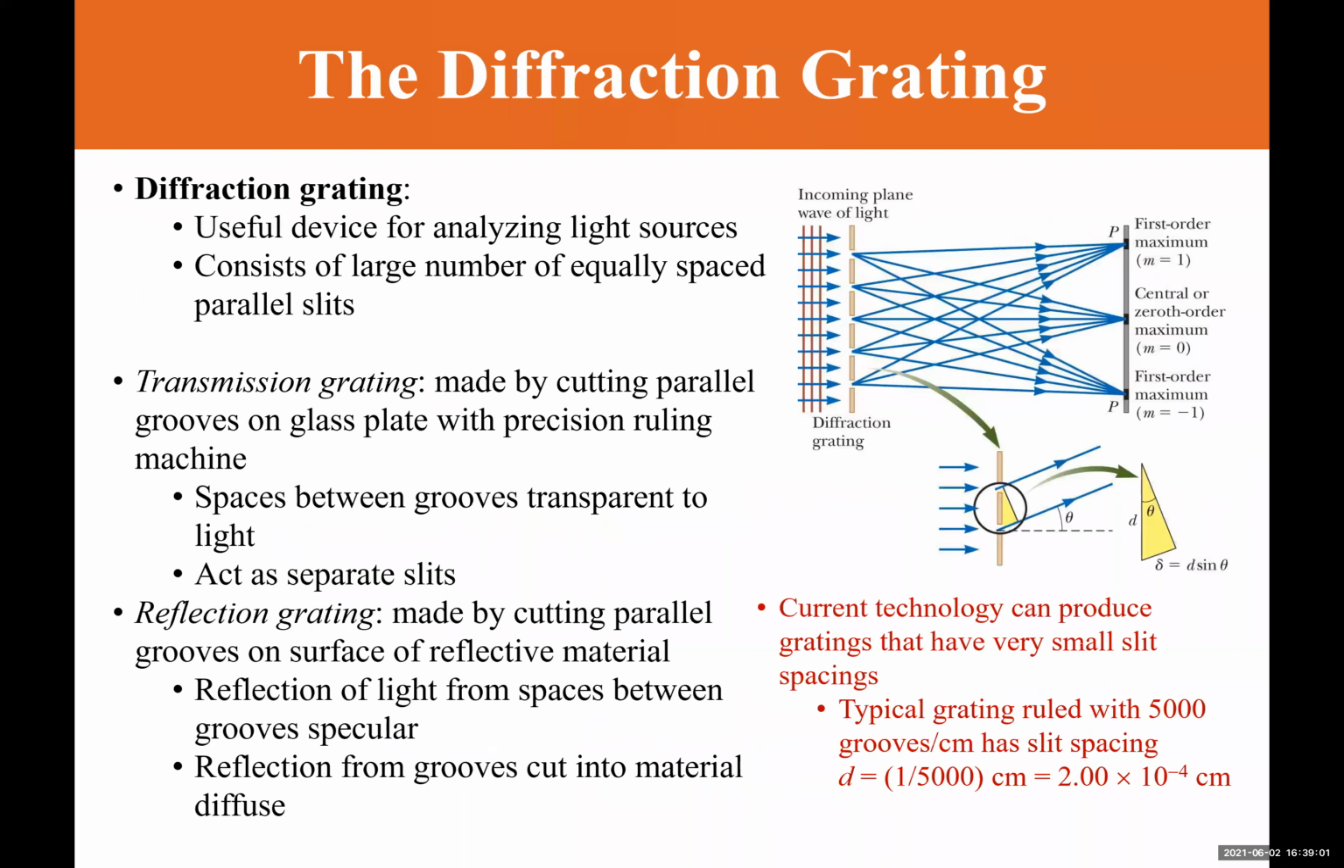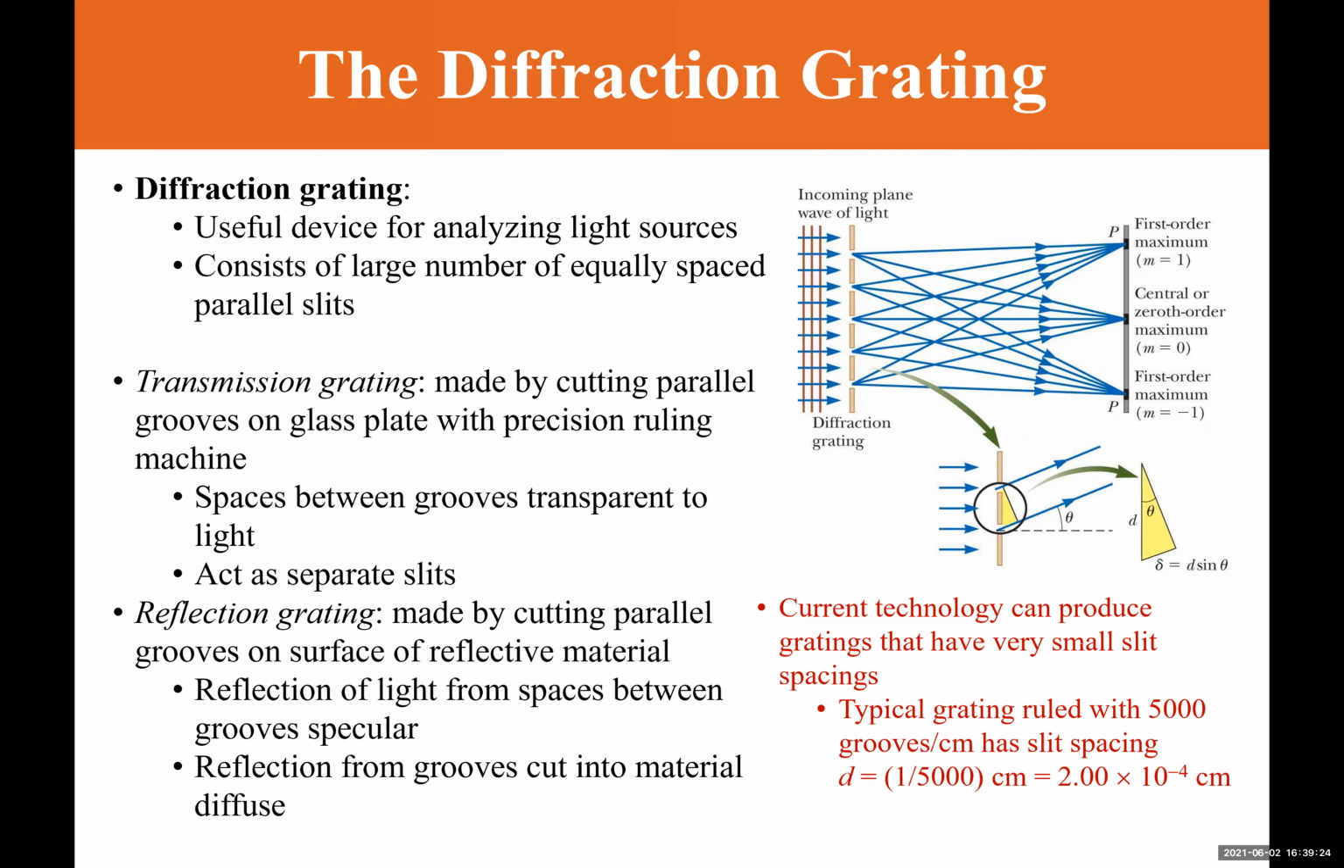The next thing we're going to talk about is the diffraction grating. For the diffraction grating, we have not a single slit, not a double slit, but N number of slits, which is generally relatively large. They're very useful, especially when you're talking about spectroscopy and things like that.